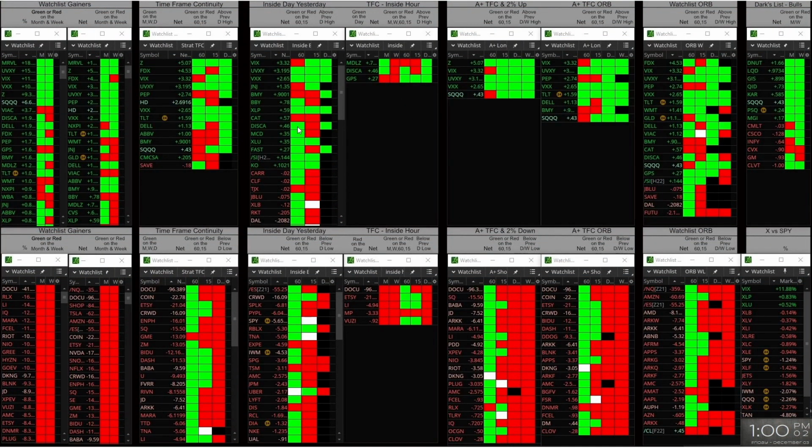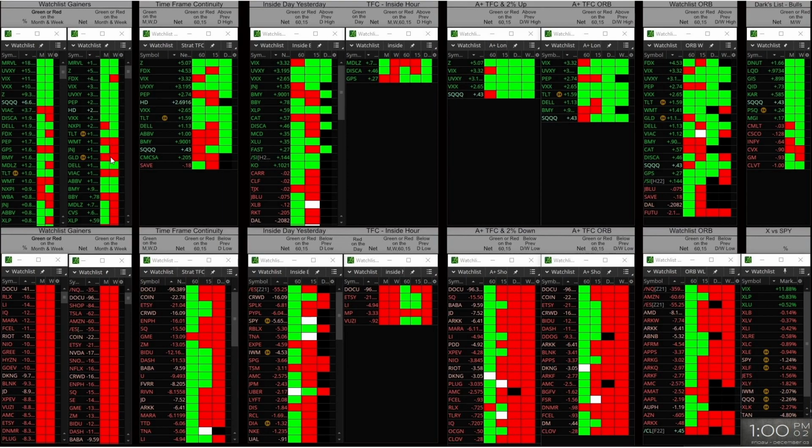So knowing that, let's start to look at these scans. The first two that we have here, I'm not going to talk about the top and the bottom because they're exactly the same. They just look for the opposite results. Our watch list gainers is just that. It's really not even a scan. It's just the watch list that we have sorted by percent and by net. The first one is sorted by percent, and the second one is sorted by net.